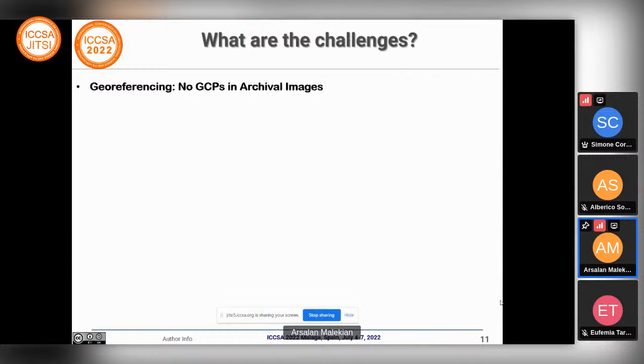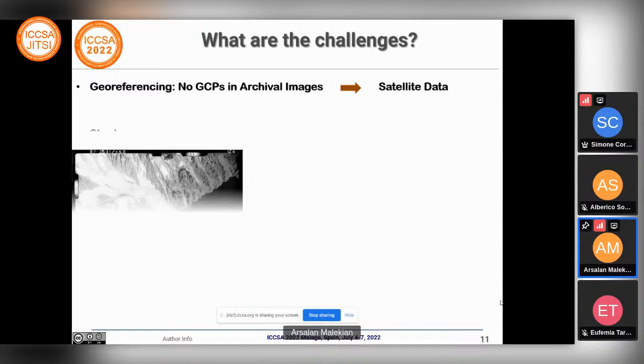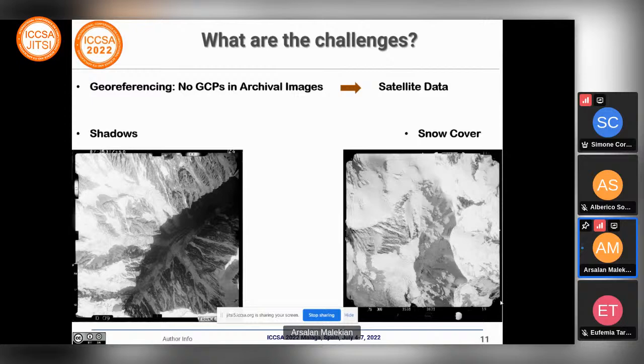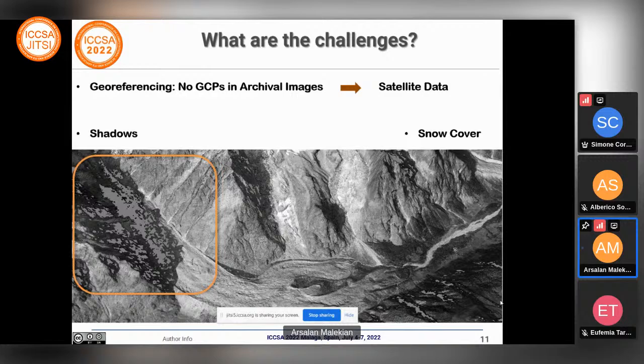Before going on with the 3D reconstruction, we have some challenges to deal with. The first challenge in working with archival images is the lack of ground control points, as it is a very important property in 3D reconstruction. We use satellite data to get the coordinates of stable points like houses or crossroads for all the data sets. Another problem is the presence of shadows and snow covers that hide the features in some photos, which makes it difficult for the feature extraction and feature matching algorithm to work properly. This problem can be reduced in some cases by editing the images before the reconstruction, and in some cases we may have some gaps like this one and outliers in the 3D model.